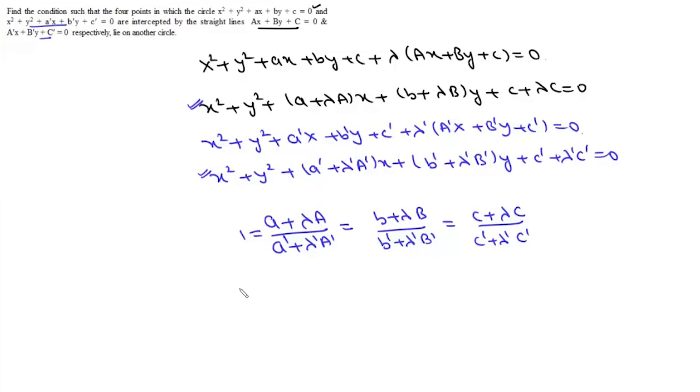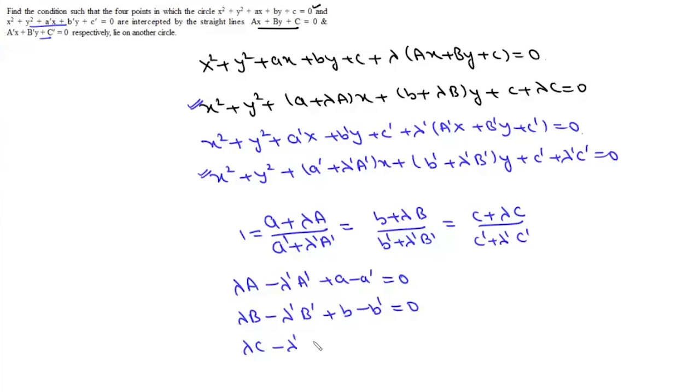Now from this first equation we can write λA − λ'A' + A − A' = 0. In the same way we can write λB − λ'B' + B − B' = 0, and here we'll have λC − λ'C' + C − C' = 0, which are basically 3 linear equations.